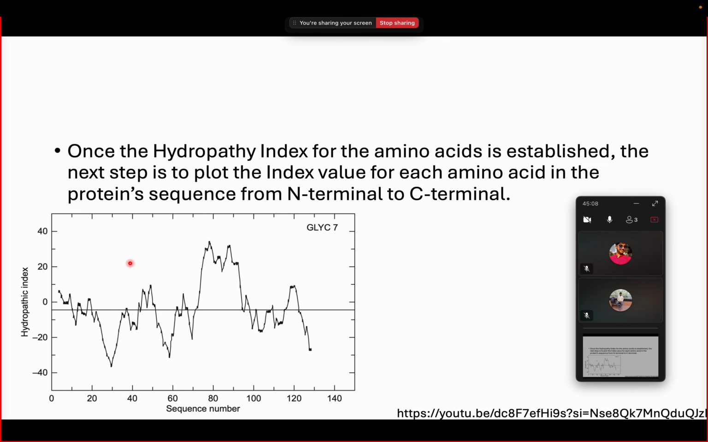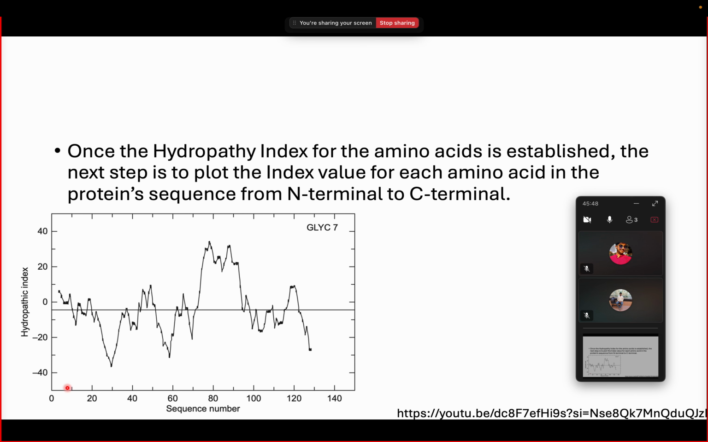Looking at this graph, these are the sequence number residues. For example, the 20th residue is this, the 40th residue is this, so this is one stretch. Can you guys guess which part of this protein, from the residue number or sequence number, is likely to stay in the membrane? Because it should have a positive hydropathy index, showing the non-polar nature of the residues, and it indicates that it will be in the membrane. So can you tell me which part of the protein will be in the membrane?